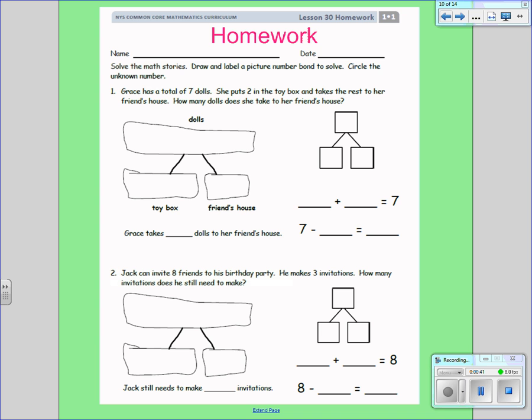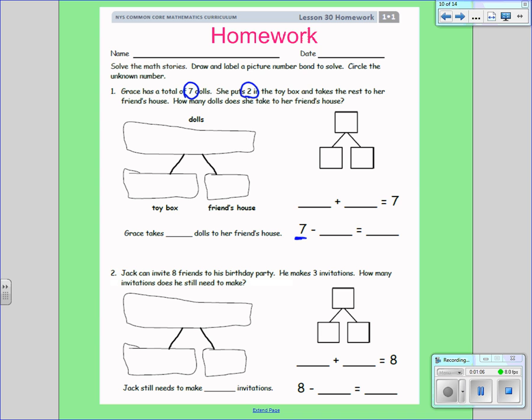So for number one, it says Grace has a total of 7 dolls. And I want them to circle that number. She puts 2 in the toy box and takes the rest to her friend's house. How many dolls does she take to her friend's house? So we have two numbers, a 7 and a 2. We're missing the third member of this number family, and that's what we need to find out.